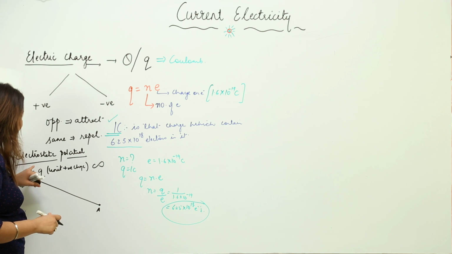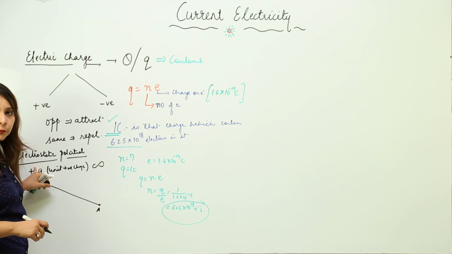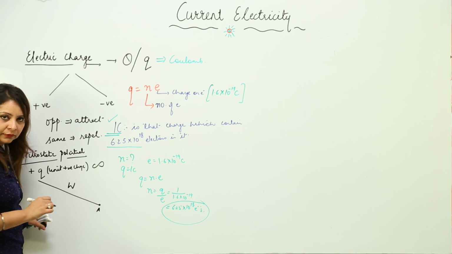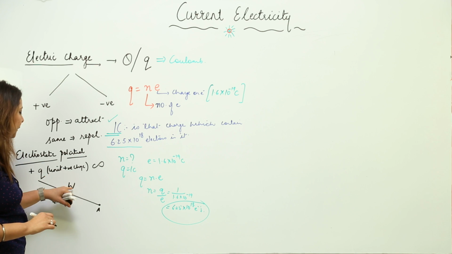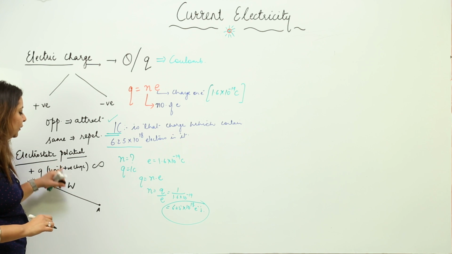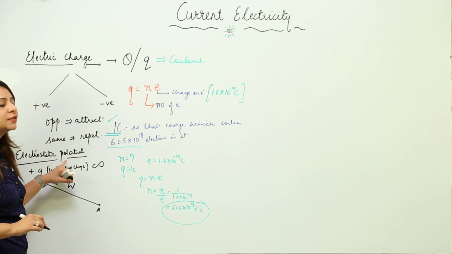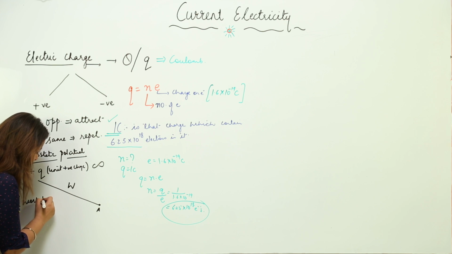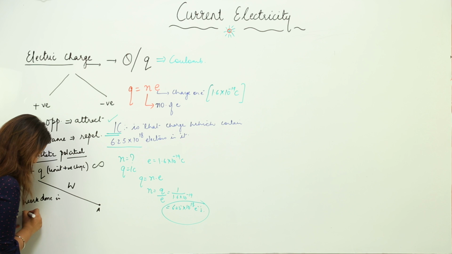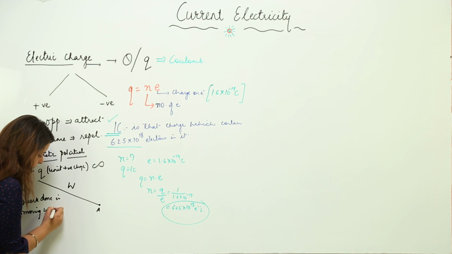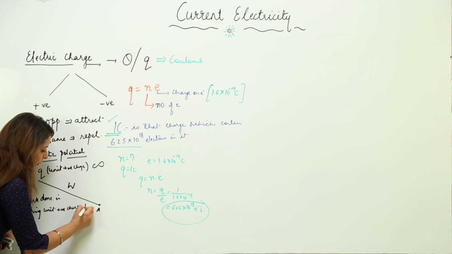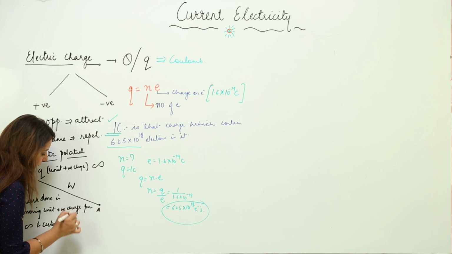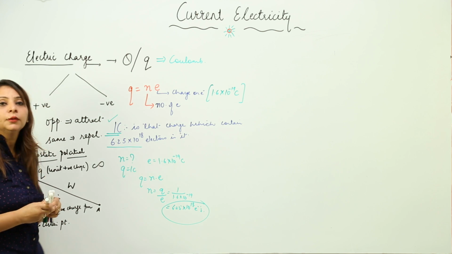Then to move this charge from an unspecified point, that is infinity, to a specified point, work has to be done. And that work which is to be done in moving a unit positive charge from infinity to a certain specified point is the electrostatic potential. I am going to write the definition. So electrostatic potential is work done in moving a unit positive charge from infinity to a certain point is called electrostatic potential.